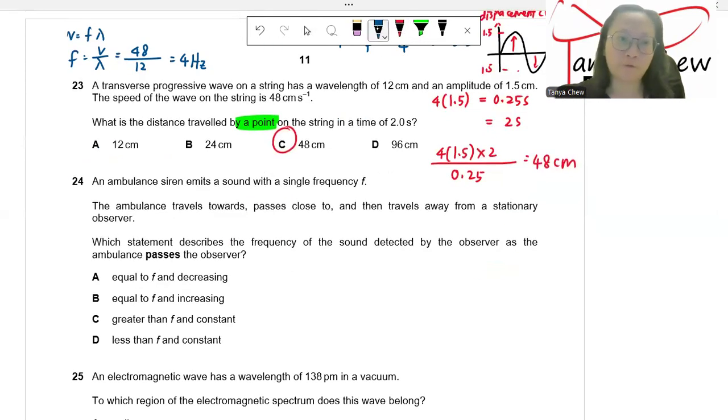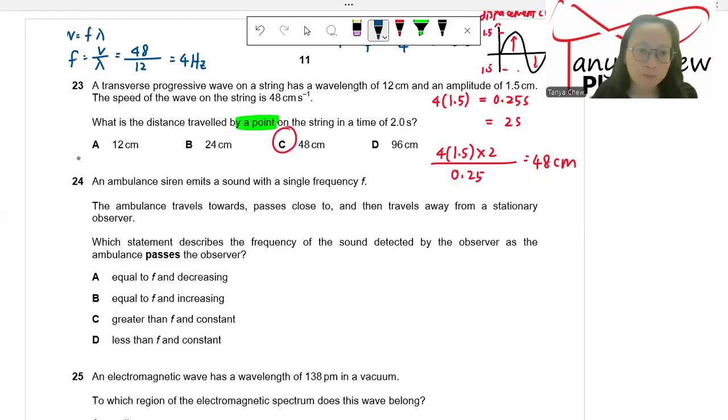Question number 24. An ambulance siren emits a sound with a single frequency F. The ambulance travels towards, passes close to, and then travels away from a stationary observer. Which statement describes the frequency of the sound detected by the observer as the ambulance passes the observer?